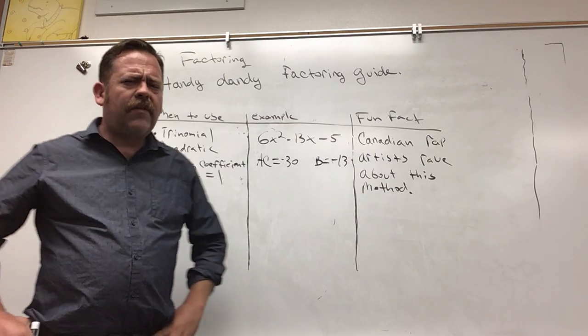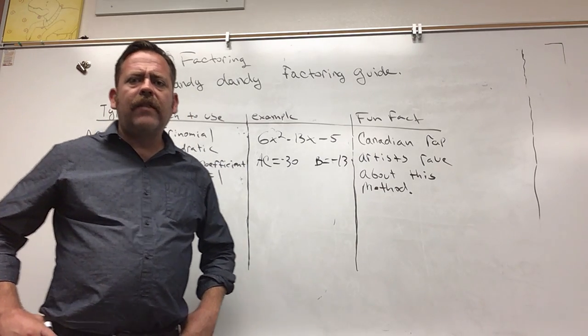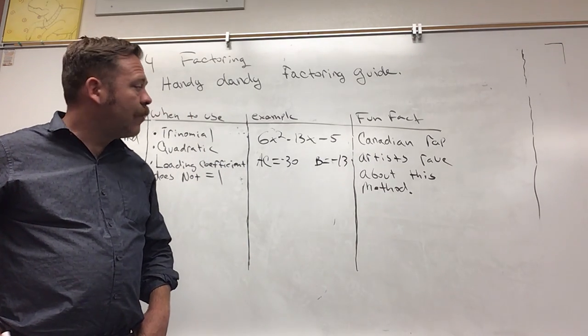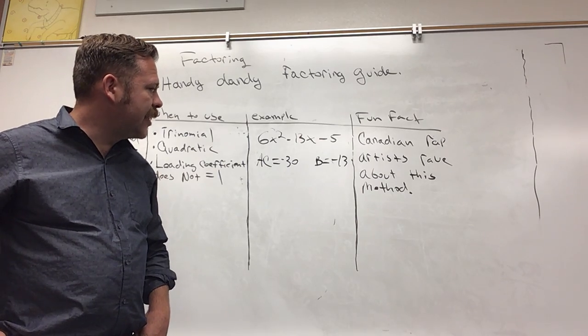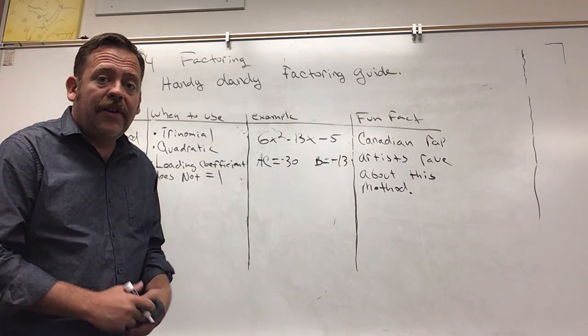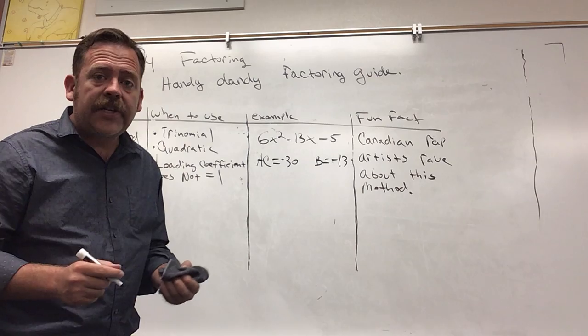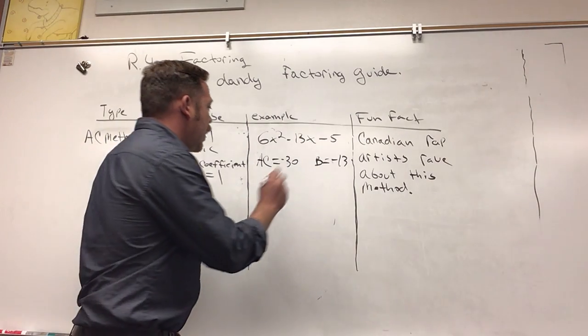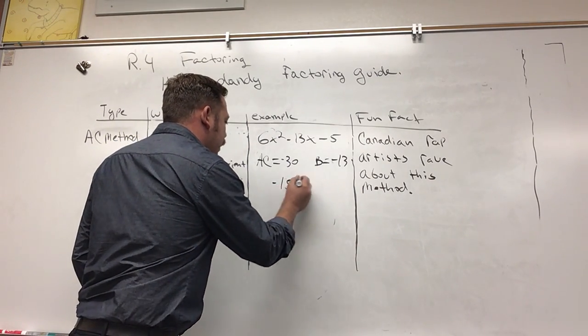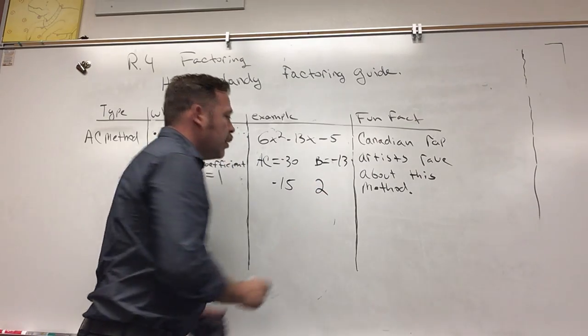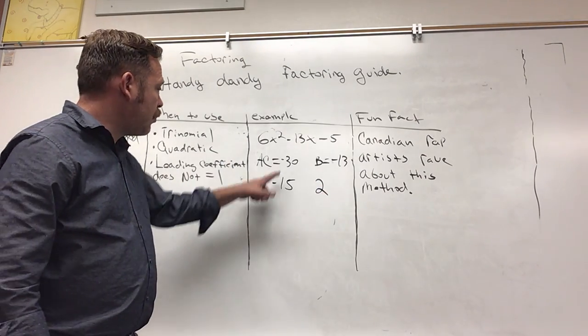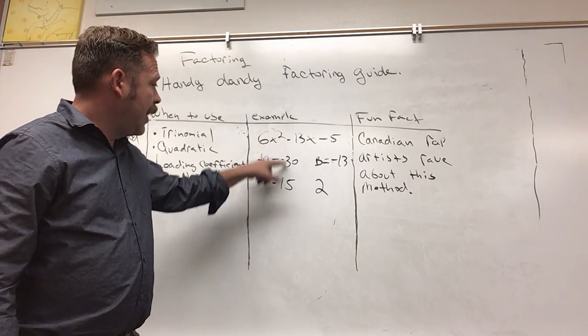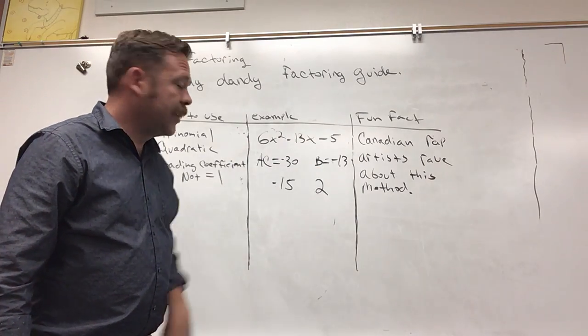Can anybody think of what they are? What multiplies to negative 30 and adds to negative 13? This one's tricky. You might think it's 10 and 3 or some combination of 10 and 3, but actually it's going to be negative 15 and positive 2. Those are the only two numbers that multiply to negative 30 and add to negative 13.